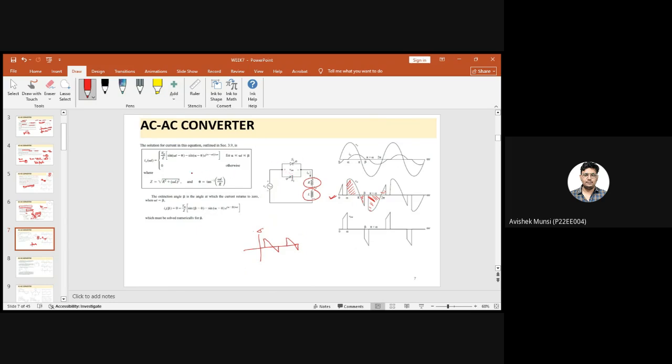So here the i0 will be Vm by Z sine(omega t minus theta) for the period of time alpha to omega t equal to beta, and it will be 0 from beta to pi. Okay. So theta will be tan inverse of omega L by R. So finally, this is the equation of the output current up to beta.